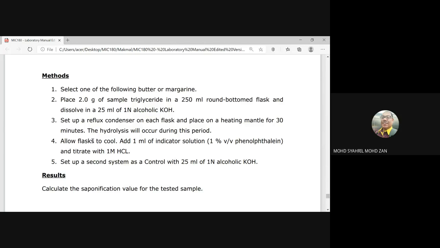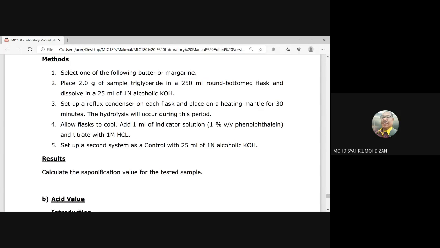Now you have to allow the flask to cool after 30 minutes of heating. Add 1 ml of indicator solution. Make sure you put the indicator, which is 1% volume per volume phenolphthalein. This is our indicator. Why do we put the indicator? To show the color change. Mostly phenolphthalein, when we put it into the sample, will change to a pink color, for example.